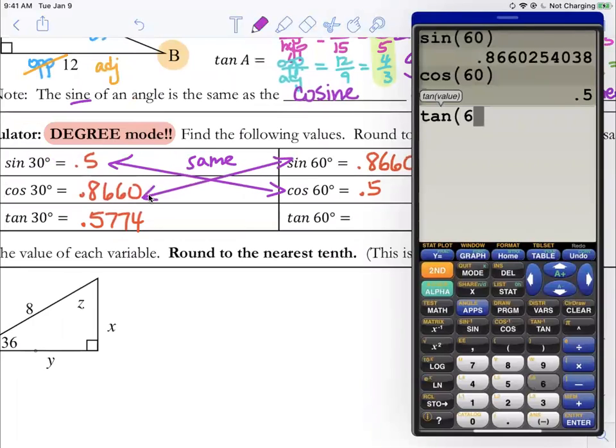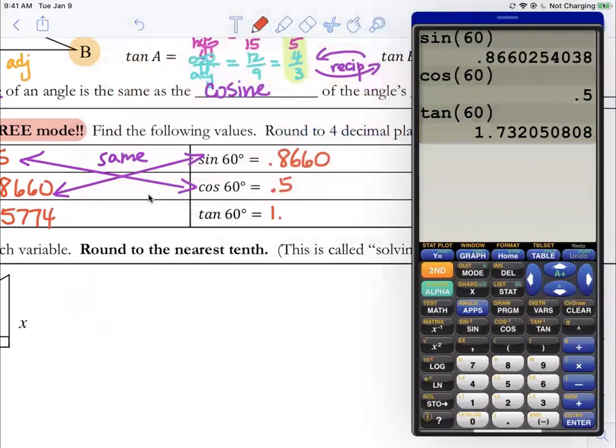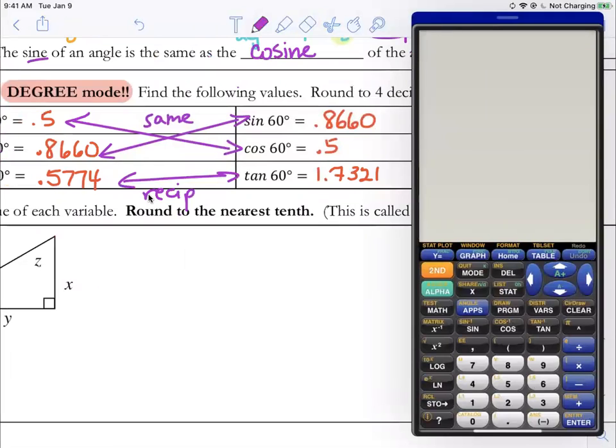Okay, tangent 60 is about 1.7321. Now remember, these are supposed to be reciprocals of each other. So if you wanted to double check that, we could do 1 divided by 0.5774, which is about 1.7320. It'd be off a little bit because of rounding.